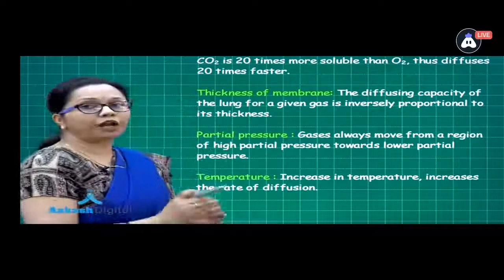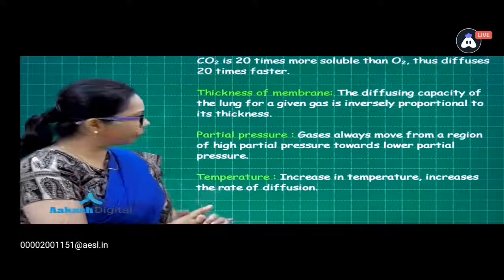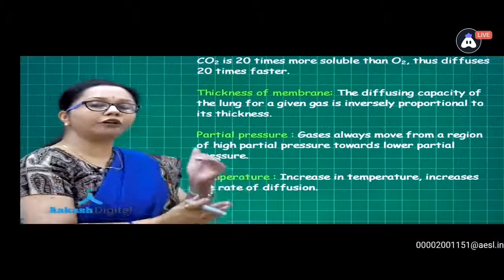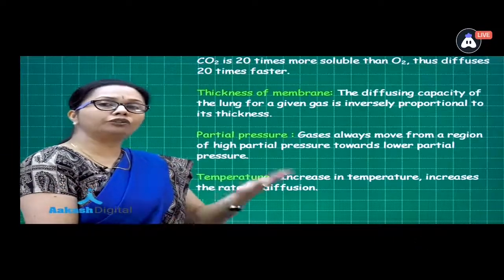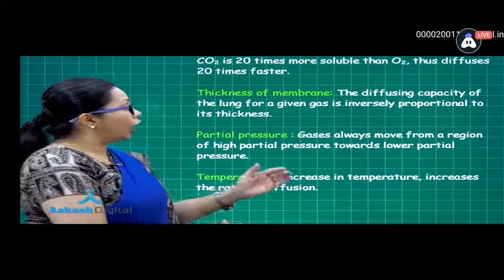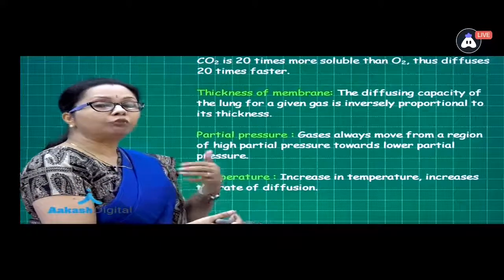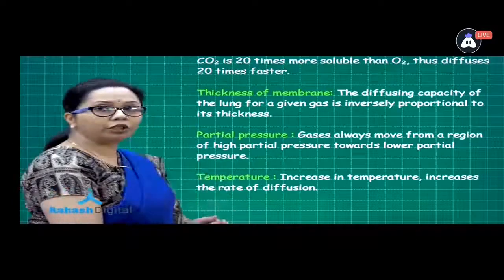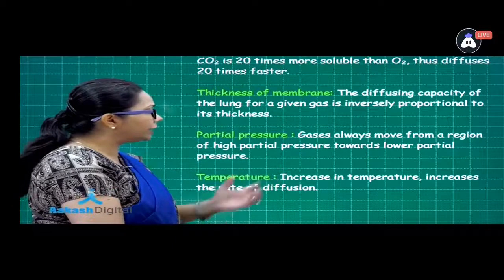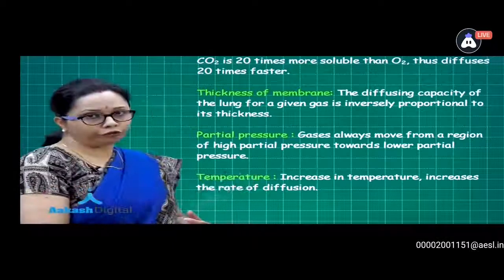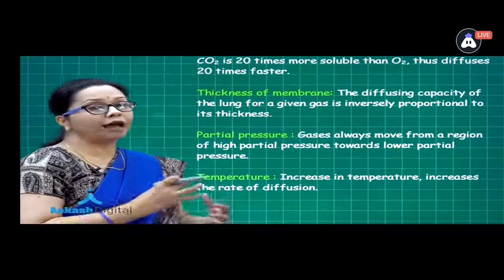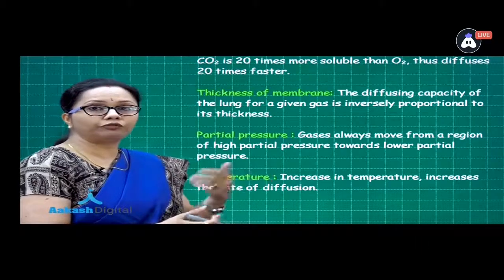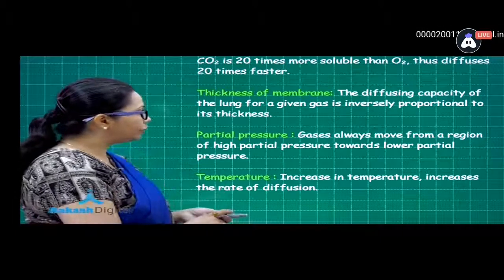Another aspect is the difference in the partial pressures. As we have just mentioned, gases move from a region of high partial pressure to a region of low partial pressure. So the more the difference, the more rapid the diffusion is going to be. And last but not the least, temperature. An increase in temperature increases the rate of diffusion because the molecules will have more kinetic energy when the temperature increases. So their rate of diffusion is also going to increase.